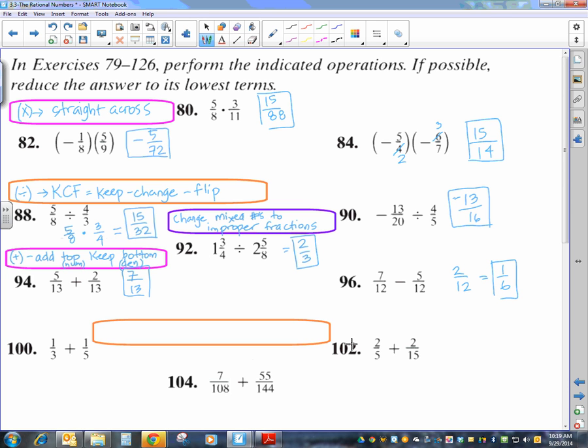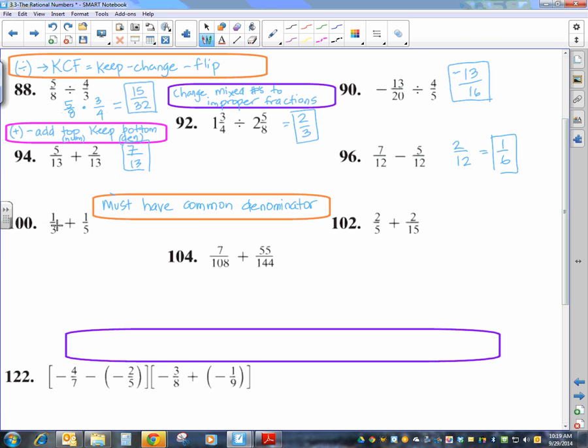Okay? If they don't have the same denominator, you must have a common or same denominator. So that bottom number has to be the same. If the bottom number is not the same, go ahead and put it in your calculator. This is going to give you 8/15. This one is going to give you, seriously, not the same number, it is 8/15.